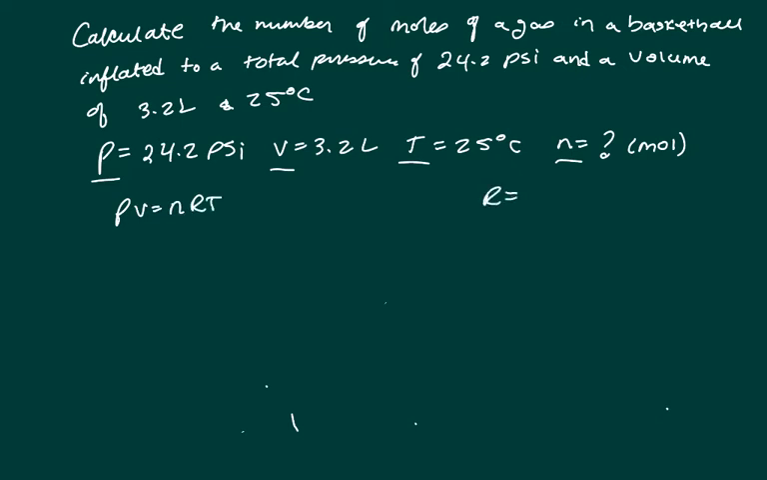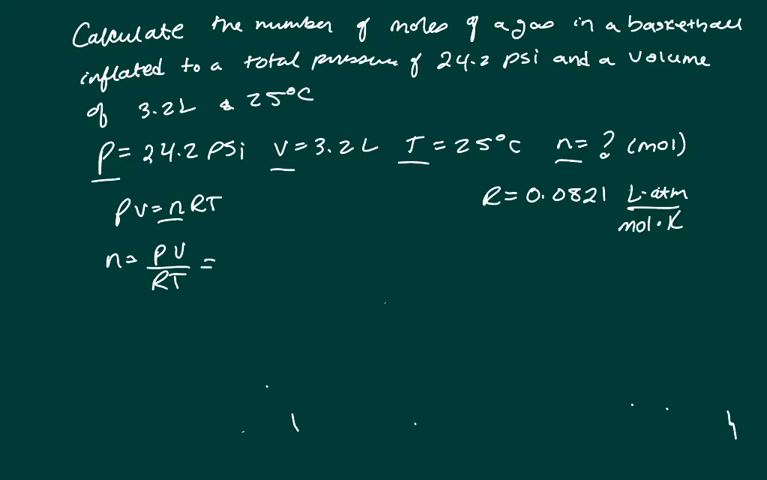And remember, R is 0.0821 liter atm per mole K. Okay, so we are trying to figure out what N is, so let's divide both sides by RT. So N is PV over RT.